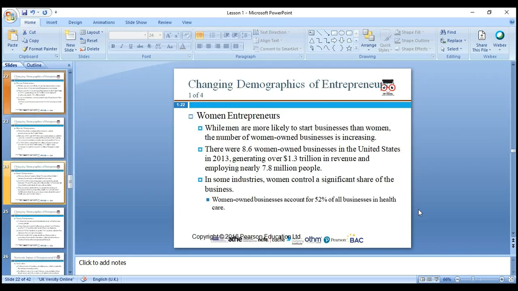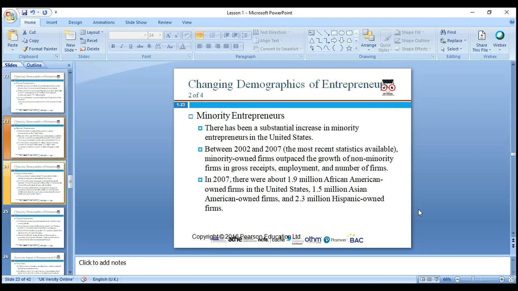Changing demographics of entrepreneurs: women are increasing in the business world. In the past, if you look at the trend, more men brought the ideas. Now women are bringing a lot of ideas, and the number of women in business is increasing. It was 8.6% in the United States, in quite old research, which is what these slides are from, but now it is significant, around 10.6% or more.